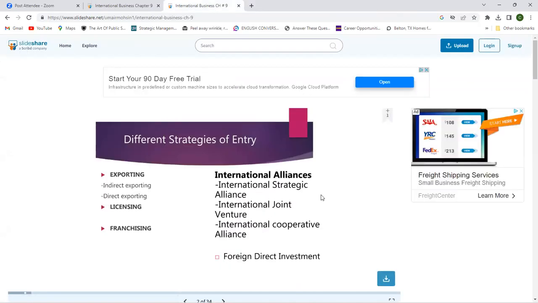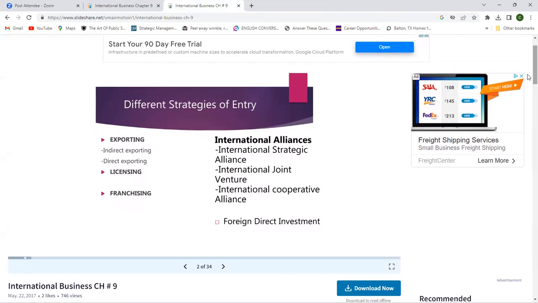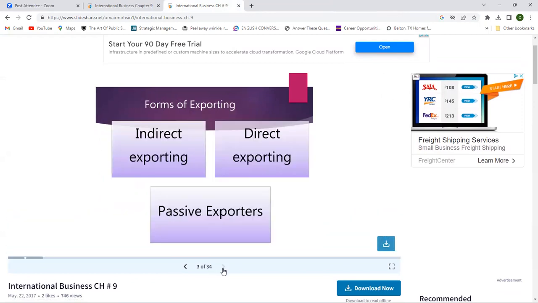Okay, let's look at some different strategies of entry. So we have exporting: indirect exporting and direct exporting. We have licensing and franchising. You have international alliances: international strategic alliance, international joint venture. You have the international cooperative alliance, and then you have foreign direct investment.